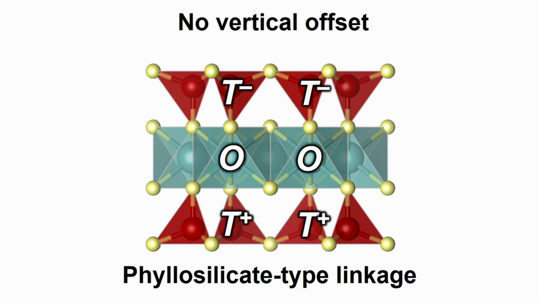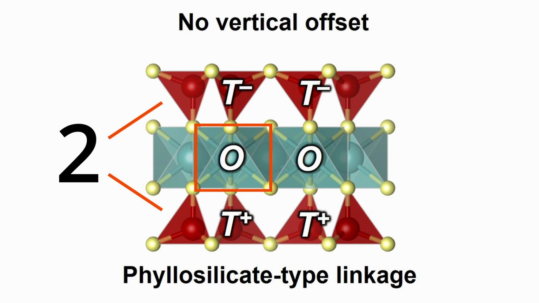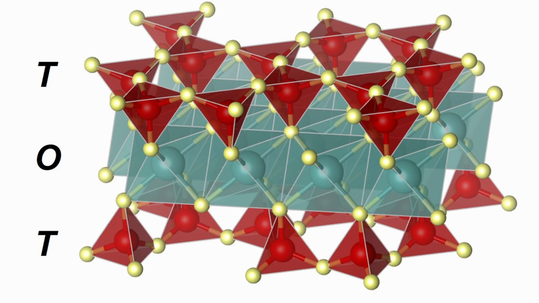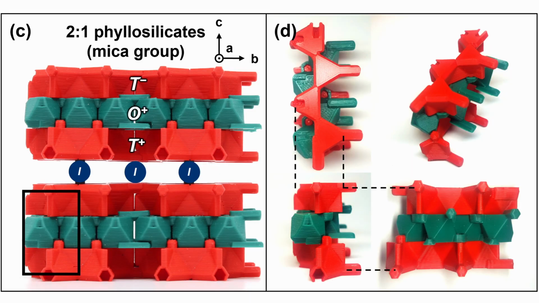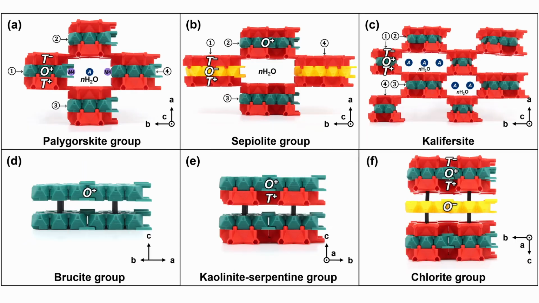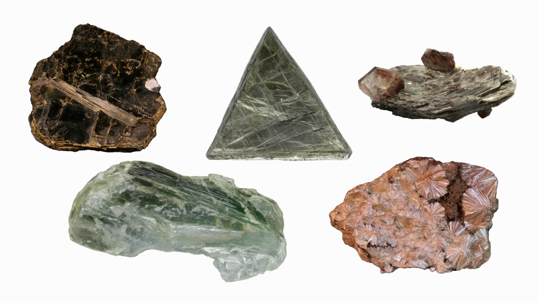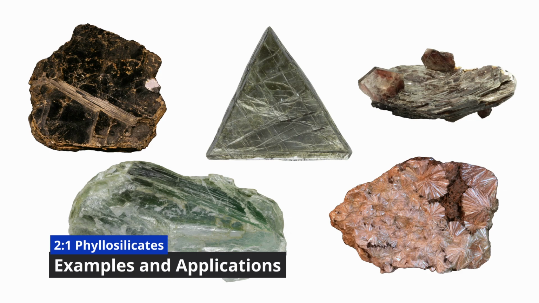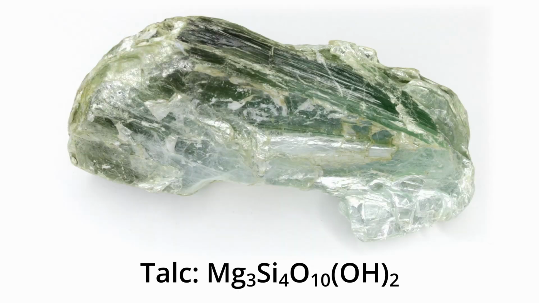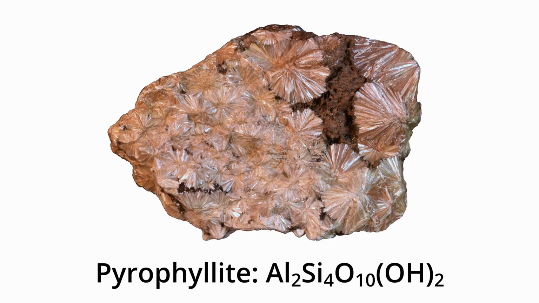The crystal structure of the 2-to-1 phyllosilicates consists of 2 T modules for every O module, hence the numbers 2 and 1 in the name. The prefix phyllo means leaf in Greek, alluding to the infinite sheet-like structure of the T and O modules. TOT modules can be extracted from this arrangement to construct the other modular rock-forming minerals, making it the prototype structure for TotBlocks. The 2-to-1 phyllosilicates include minerals such as the biotite series and muscovite, which are both micas, as well as other minerals such as talc and pyrophyllite.